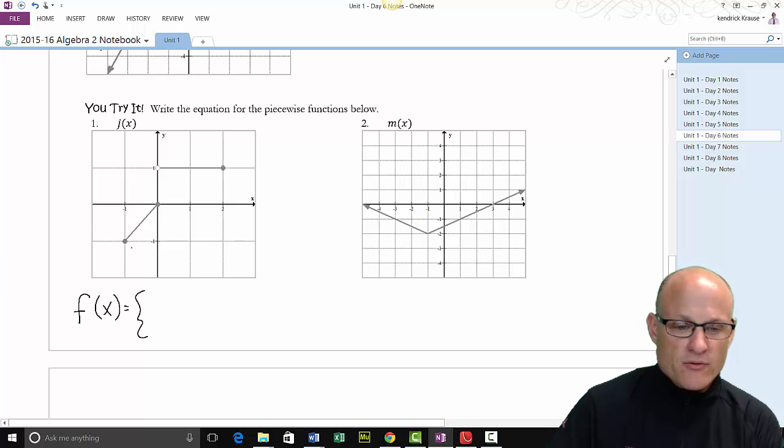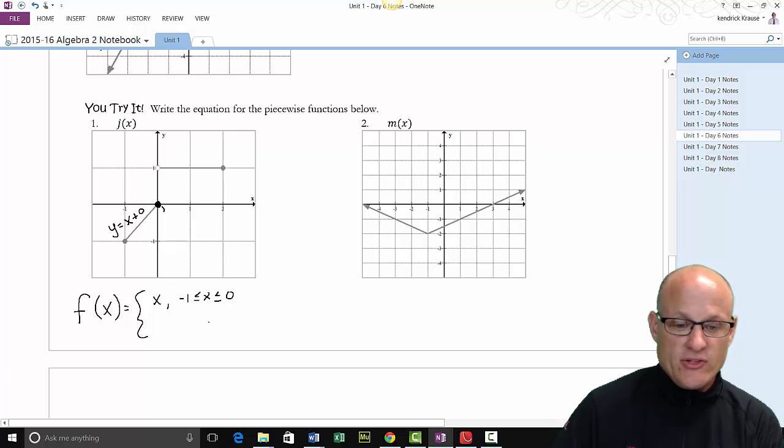Now, from here to here, the equation of this line is y equals, it's got a slope of 1, it's positive, and it's got a y-intercept of 0, x plus 0, or we can just do f of x is equal to x so long as negative 1 is less than or equal to x less than or equal to 0. In this case, we're going to equal to, because see, notice that it's got a solid dot here.